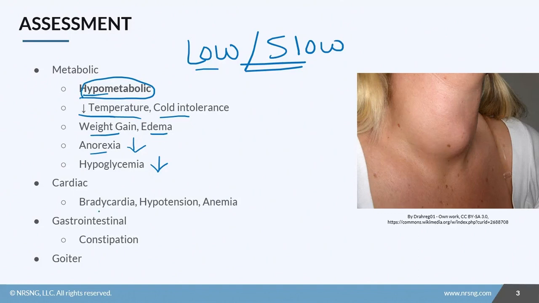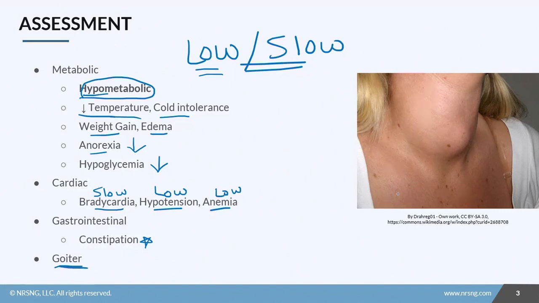In the cardiovascular system, we'll see bradycardia and hypotension. You've got slow heart rate, low blood pressure. You've got low blood counts. Okay, everything is low or slow. Even in the GI system, it's super slow. So you're going to see some constipation, possibly even some nausea and vomiting because that gastric motility is just not moving. And just like we saw in hyperthyroidism, we're going to see the goiter.